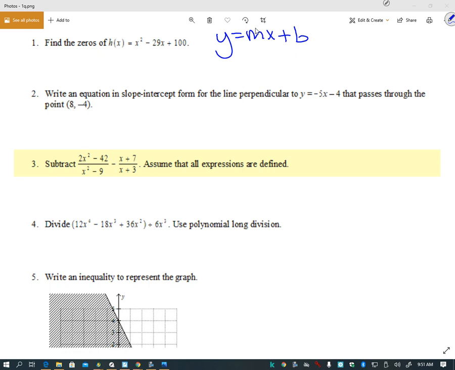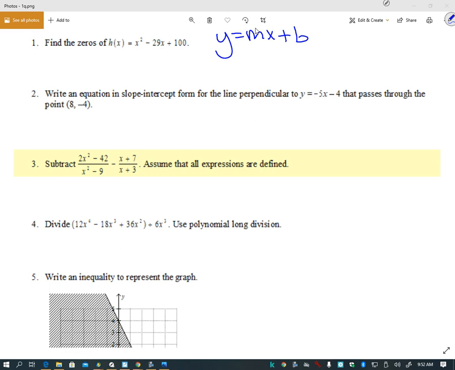So what am I looking for in the equation that they've listed? What do I want to make special note of? What is the slope in that equation? Somebody from this table right here. What's the slope in the equation in number 2? Not 5. Negative 5, right? It's negative 5. All right, somebody from this table. What is the opposite reciprocal slope to that slope? Positive 1/5.